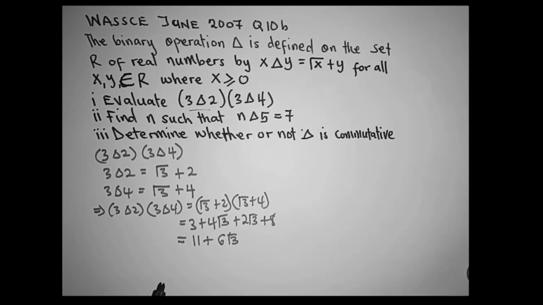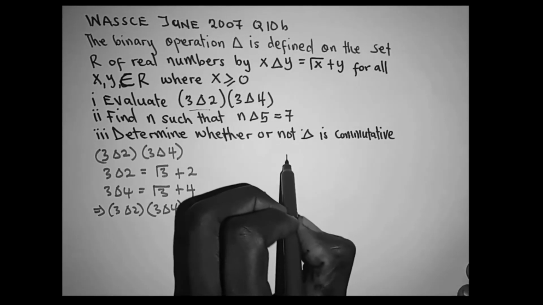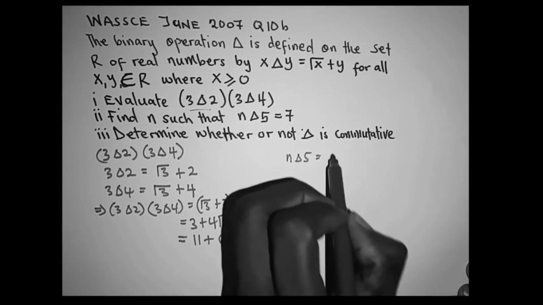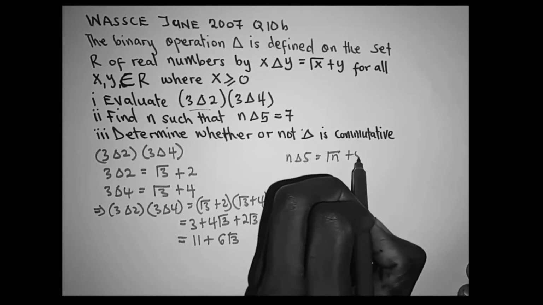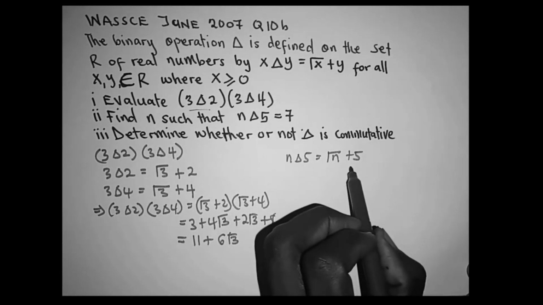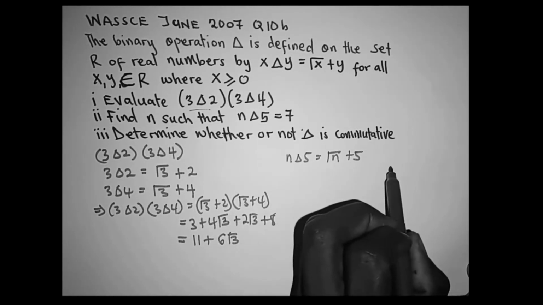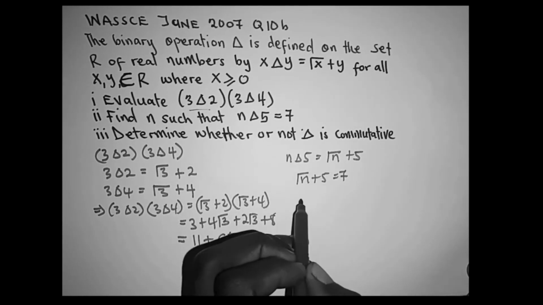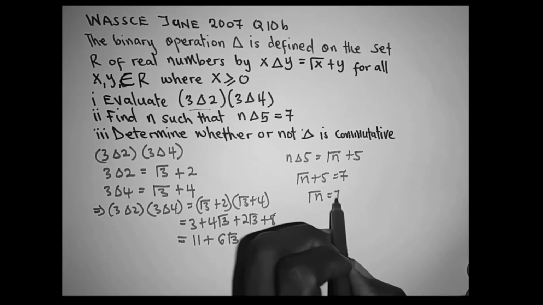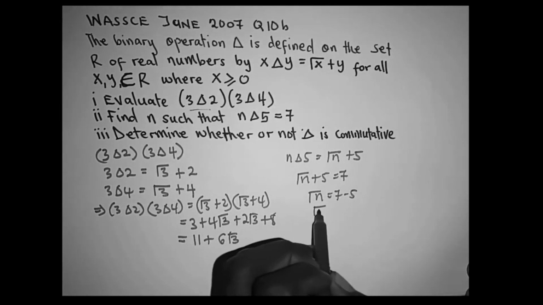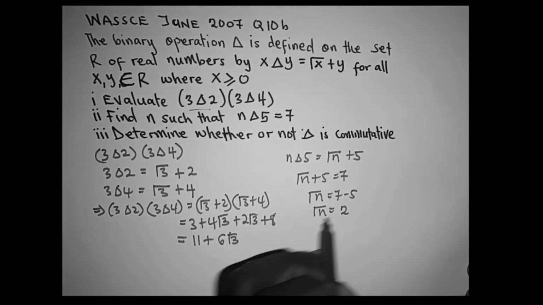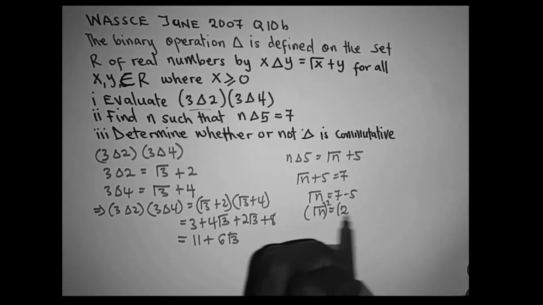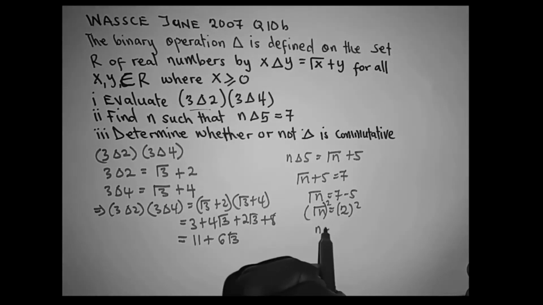Then the second part is in which you find n, such that n operation 5 equals 7. So let's find n operation 5. This is equal to root n plus 5. Then he says that n operation 5 equals 7. This means that root n plus 5 equals 7. So root n equals 7 minus 5, which is 2. We can then square both sides to remove the square root, and therefore n equals 4.